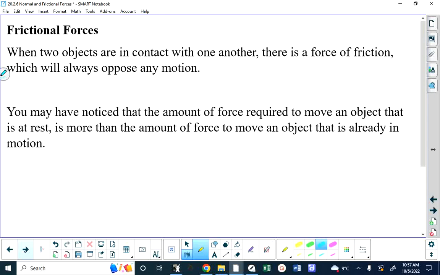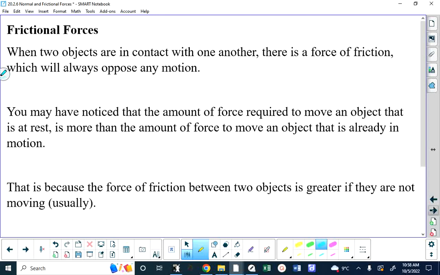It'll move faster. It will accelerate. But if I apply less than the force of friction, it's going to start slowing down and eventually stop. What I'm getting at is that the force of friction, when you first start pushing an object, is bigger than the force of friction when it's moving. That's what this statement is talking about.